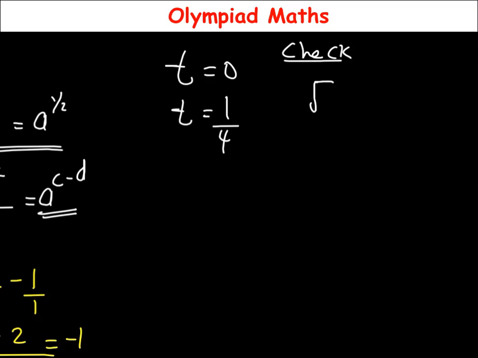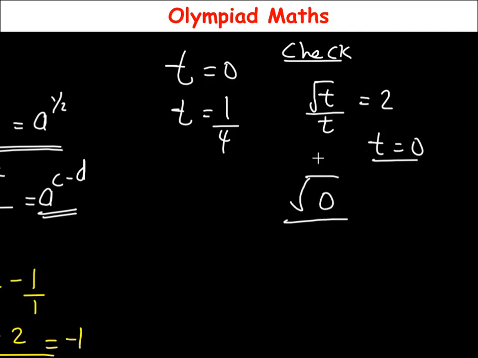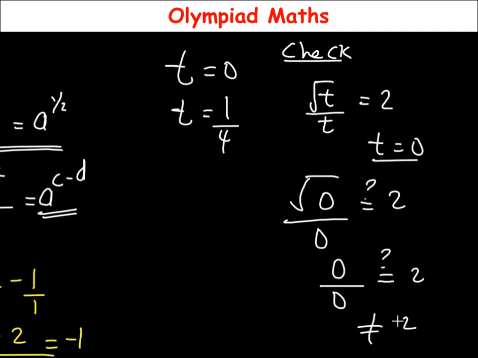The equation is root t over t is equal to 2. Now for the first one, t is equal to 0. So root t is root 0, which is 0, over t, which is 0, equal to 2? Now 0 over 0 is undefined and is not equal to 2. So that means that the value of t as 0 does not satisfy this given equation.